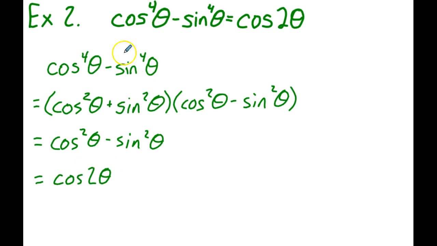So to start this problem, we used ideas of factoring, the difference of two squares. We broke this down. We used the Pythagorean identity to simplify the cosine squared of theta plus sine squared theta into 1, leaving us with cosine squared theta minus sine squared theta. Looking at our identities, this is one of the three forms for the cosine of 2 theta, which we simplified it down into.